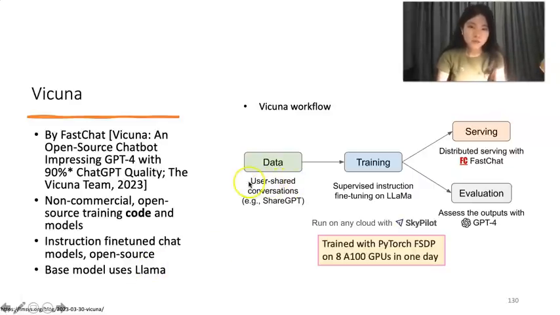So you collect data from user-shared conversations from sharegpt.com, and you do supervised instruction fine-tuning on Llama with that data, and then you do distributed serving with FastChat, and you access the outputs. You assess the outputs with GPT-4 using LLM as judge. And Vicuna is trained with PyTorch FSDP on 8 A100 GPUs in just one day.